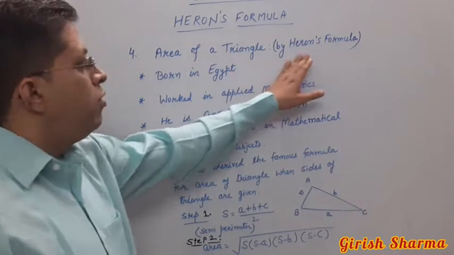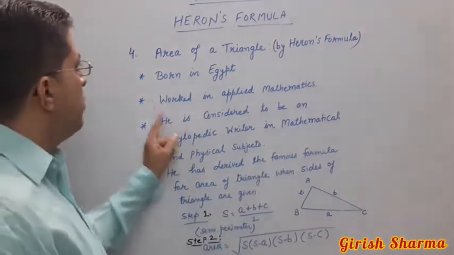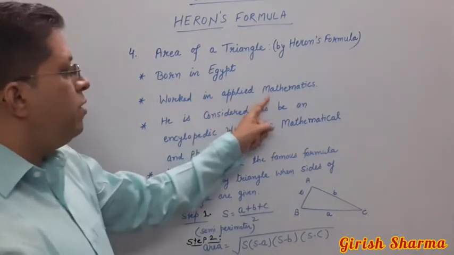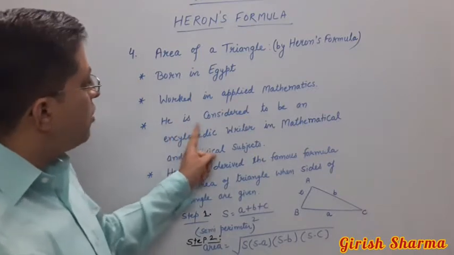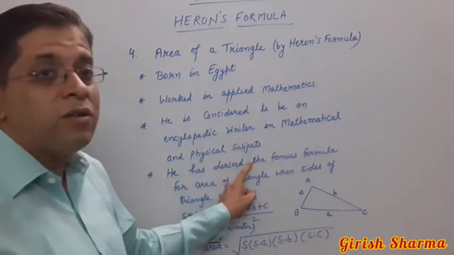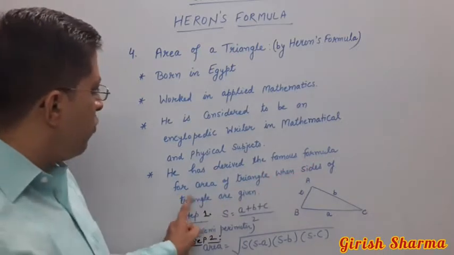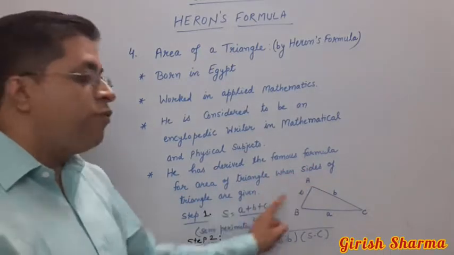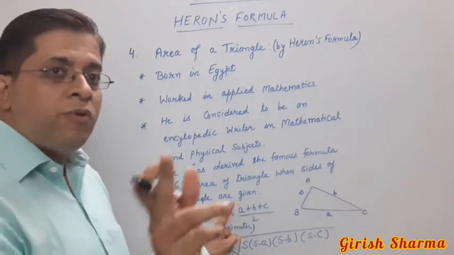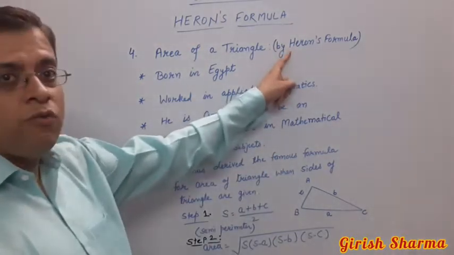Area of triangle by Heron's formula. Heron was a famous great mathematician. He was born in Egypt, and he worked in applied mathematics. He is considered to be an encyclopedic writer in mathematical and physical subjects. He derived the famous formula for the area of a triangle when the sides of the triangle are given. It is very important. Whenever sides are given to you, you can find the area with the help of Heron's formula.